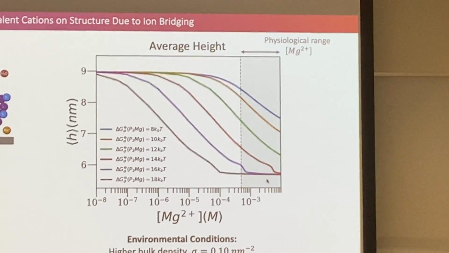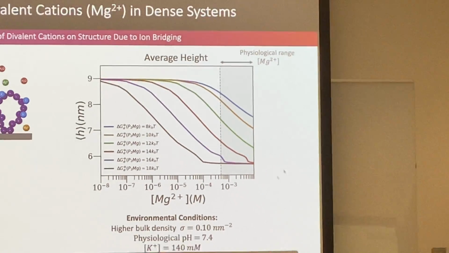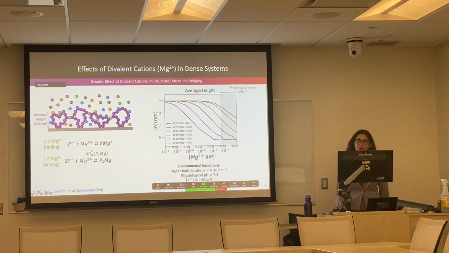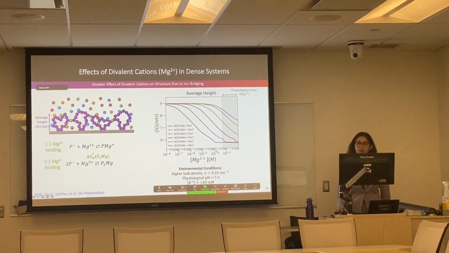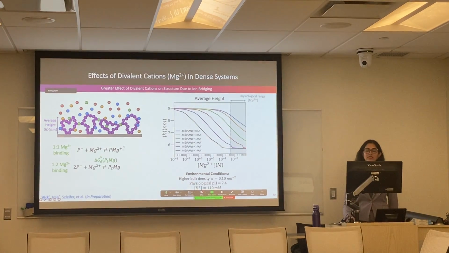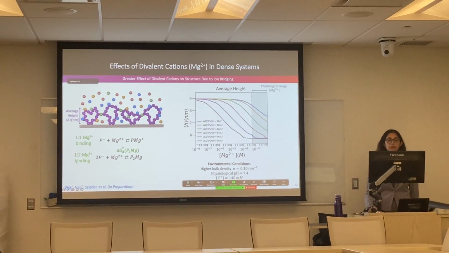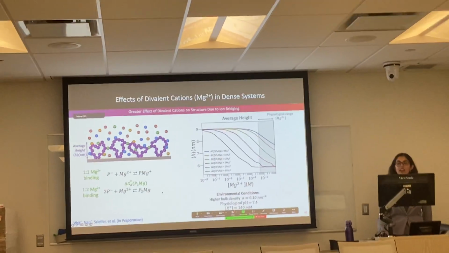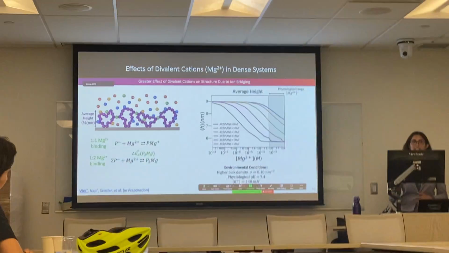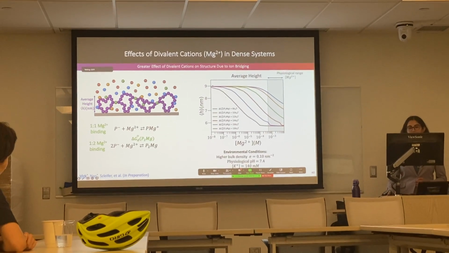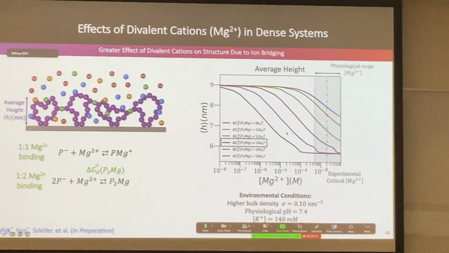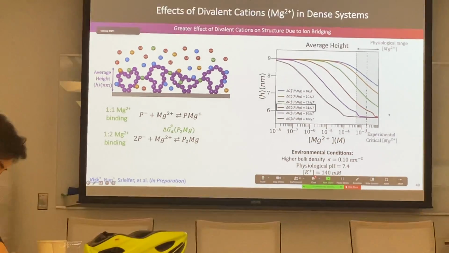We can also see that magnesium causes collapse of this DNA loop layer, meaning that after a certain magnesium concentration, the height is insensitive to increased magnesium. Importantly, we see that the free energy of the ion bridging reaction is strongly determining the sensitivity of the height to changes in magnesium. Specifically, higher ion bridging results in collapse at a lower magnesium concentration.